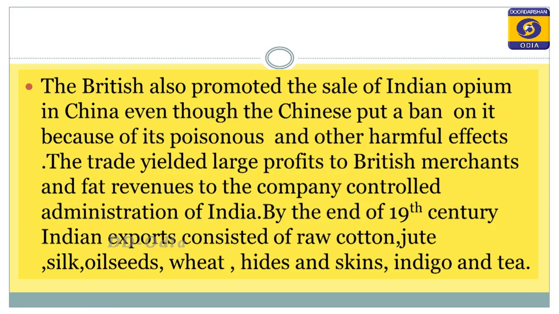The British also promoted the sale of Indian opium in China, even though the Chinese put a ban on it because of its poisonous and other harmful effects. The trade yielded large profits to British merchants, and fat revenues to the company controlled administration of India. By the end of the 19th century, Indian exports consisted of raw cotton, raw jute, silk, oil seeds, wheat, hides and skins, indigo and tea.